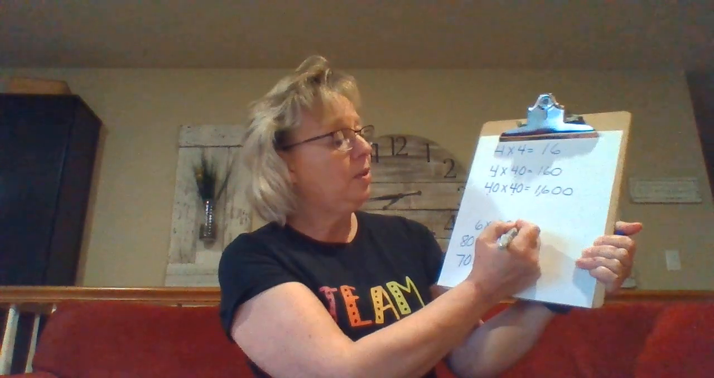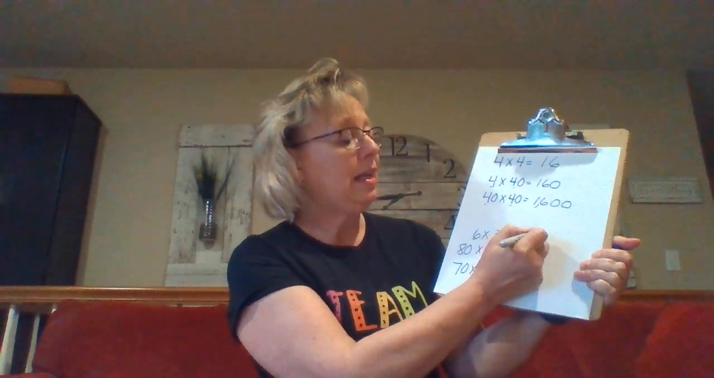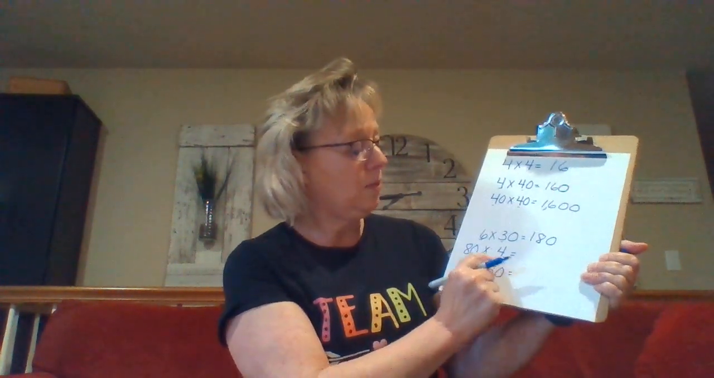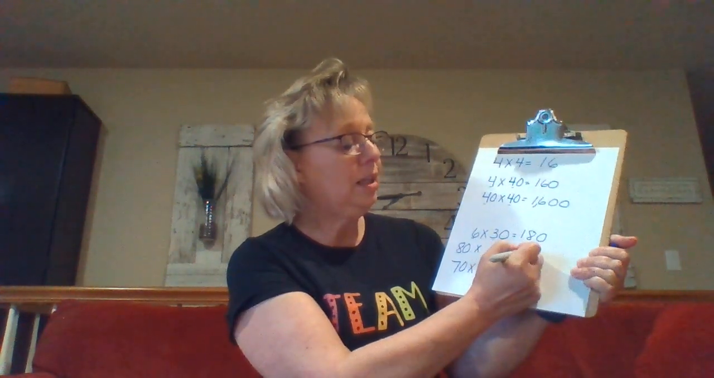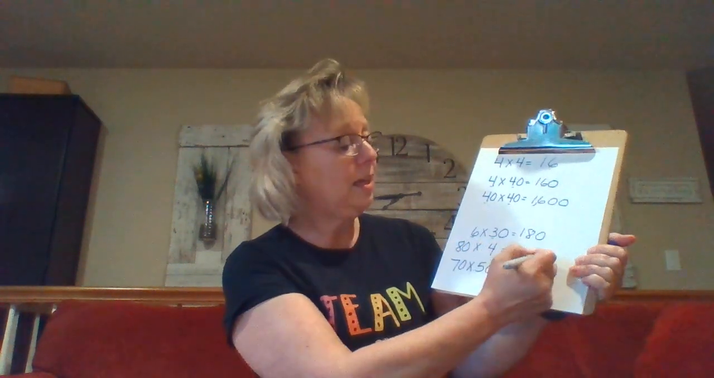Okay? So quick review then. 6 times 30. 6 times 3 is 18. Place a 0. 80 times 4. 8 times 4 is 32. And 80 is 10 times greater than 8, so we're going to place our 0. And then 70 times 50, I can look at my basic fact, 7 times 5, which is 35. And each of those are 10 times greater than the number we used in our basic fact. So we are going to have 3,500.